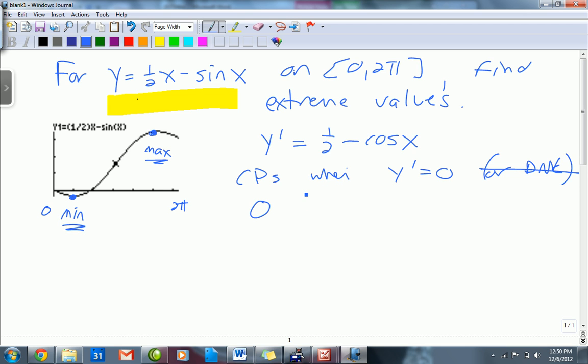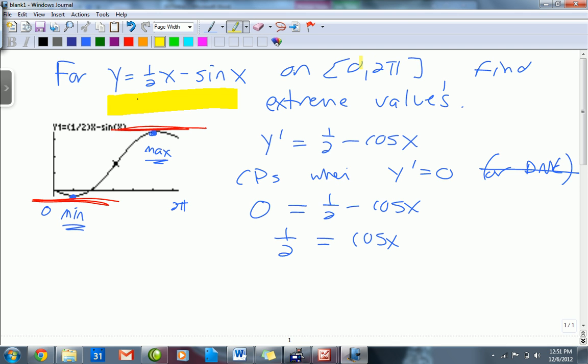So in any event, I want to find where the first derivative equals 0. I want to find horizontal tangents, because right here I've got a horizontal tangent, 0 slope, and right there I've got a horizontal tangent, 0 slope. So I want to find where that happens. That's going to happen when the derivative, 1/2 minus cosine x, equals 0. Of course, that means the cosine will be 1/2. So when is the cosine of x equal to 1/2? Well, we're thinking about the interval 0 to 2 pi. So the derivative will equal 0 when the cosine of x equals 1/2.